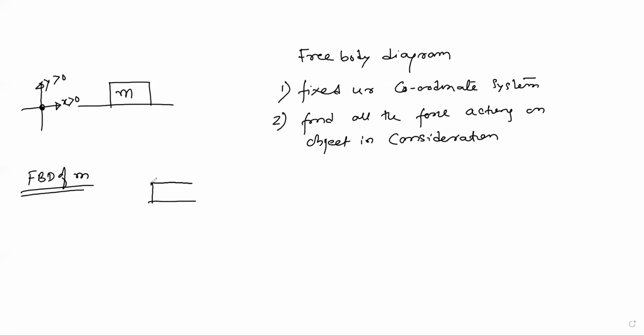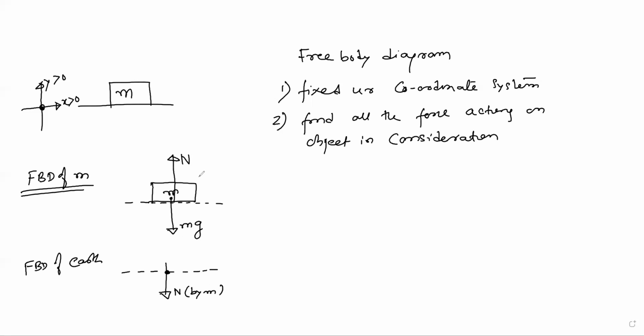Now see, the mass will be pulled by gravity, mg, and since it is in touch with a surface, there will be a contact force, the normal contact force. So these two forces are acting on this mass m. If I want to draw the FBD of the ground, the earth, in this case the earth will be acted on by a normal force downward, and this normal force is by m. The other normal force is by the earth.